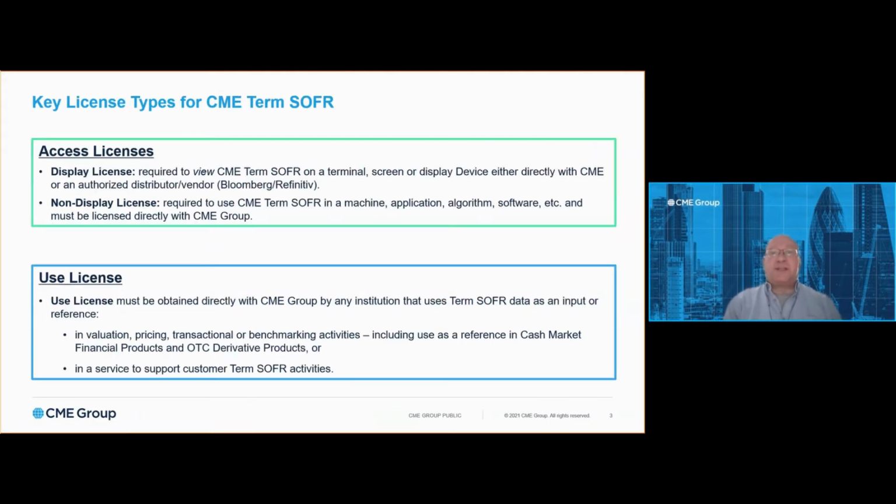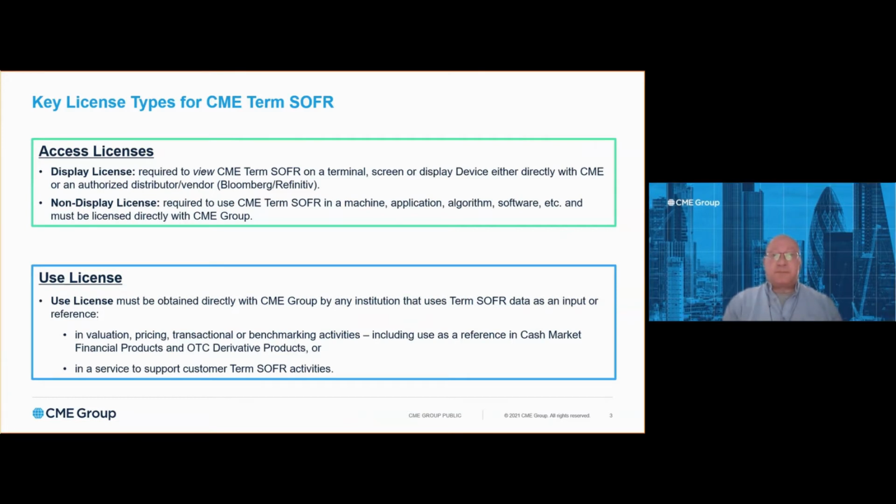Licenses are required for both access to and use of term SOFR. Access licenses include display licenses, which allow for term SOFR to be displayed internally on a terminal or screen. These can be obtained directly with CME Group or through a subscriber agreement from an authorized distributor or vendor, such as Bloomberg or Refinitiv. Non-display licenses allow for use in a system application, algorithm, or software. Non-display use of term SOFR can only be licensed directly with CME Group.